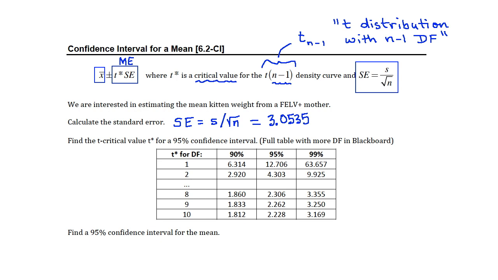We say we're working with 9 degrees of freedom, so I'm going to only look at this row of my table. And since I also want, in this case, a 95% confidence interval, I'm going to only look in this column. And so putting those two things together, the intersection comes out to be right here, 2.262. So that is my t-star value.